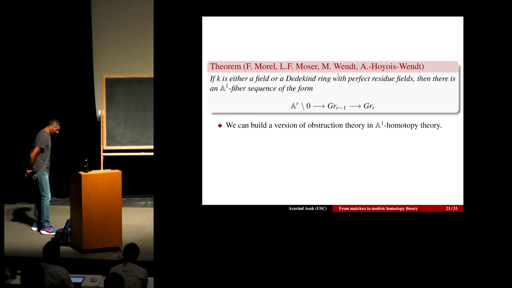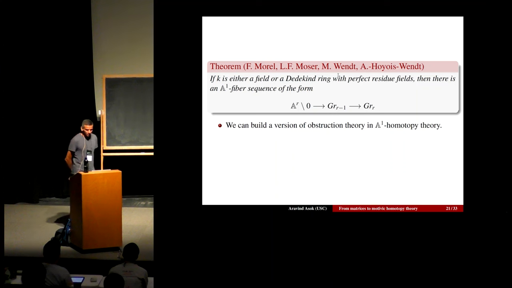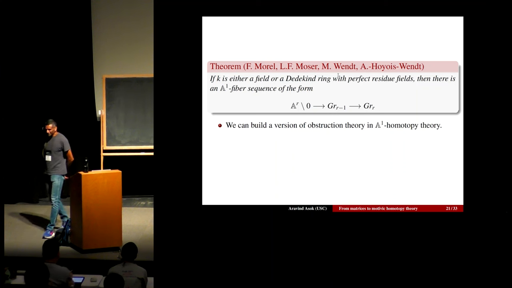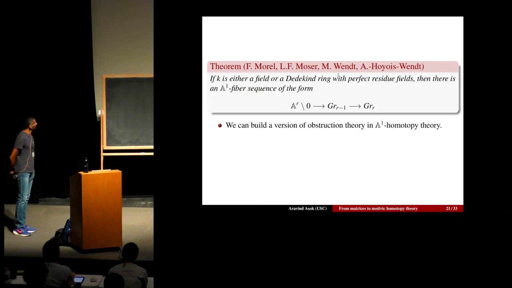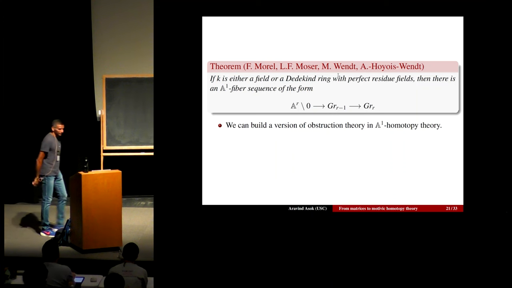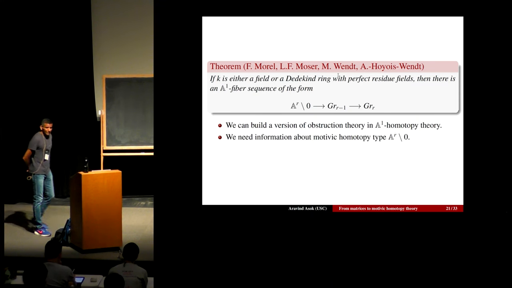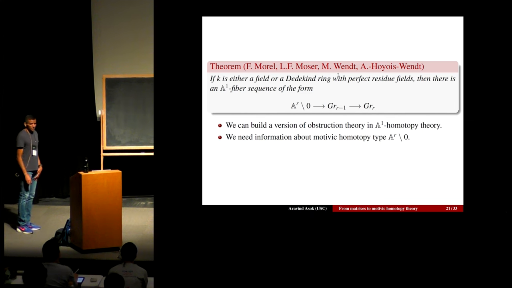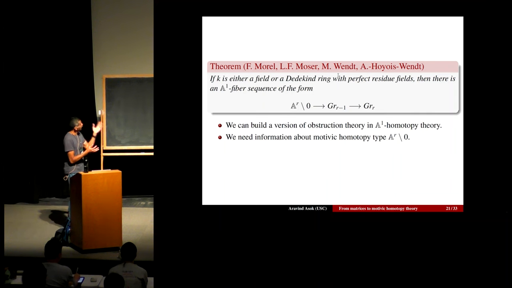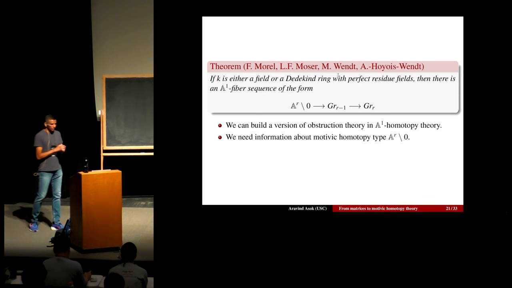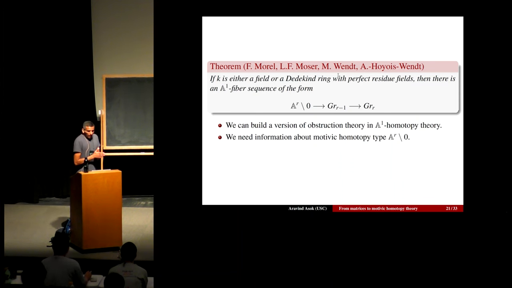All right, so I say we, but in fact, Fabien in his book, A1 Algebraic Topology, builds some version of obstruction theory in the motivic setting, shows that the Postnikov tower behaves well in this setup. And at the end of the day, if we want to analyze these splitting problems, well, in topology, we need to know something about the homotopy of the R sphere. And in algebraic geometry, we're going to need information about the motivic homotopy theory of affine space with the origin removed.